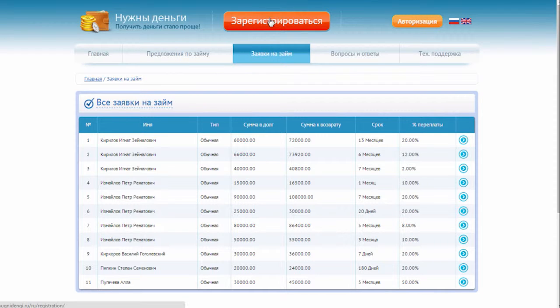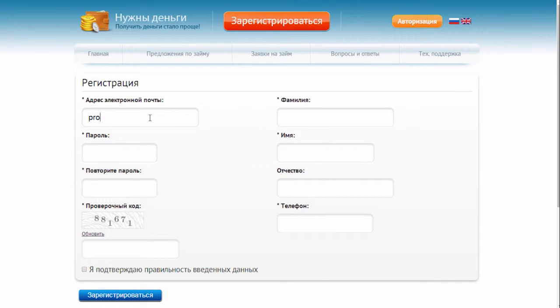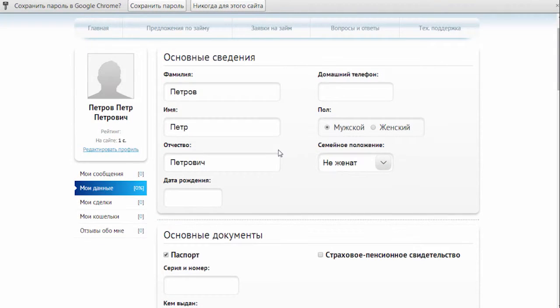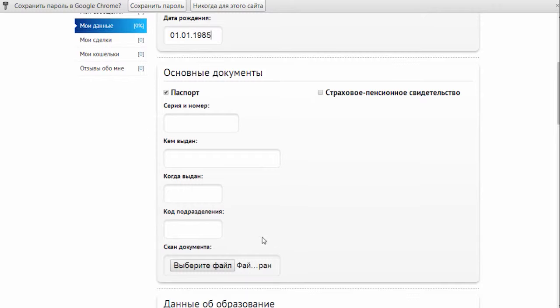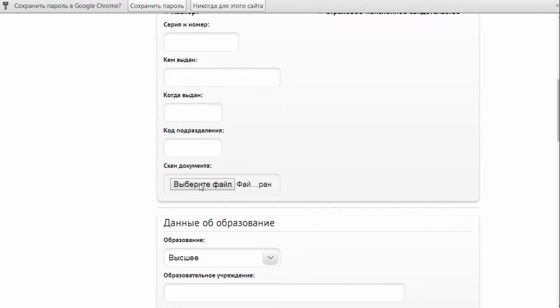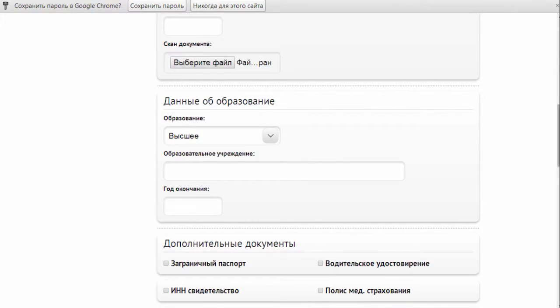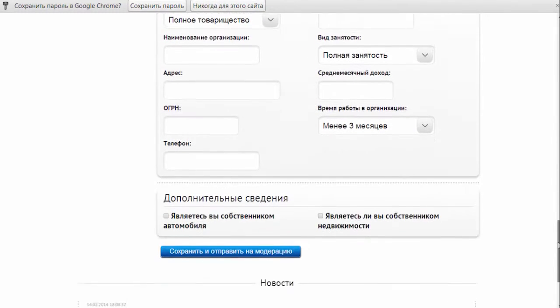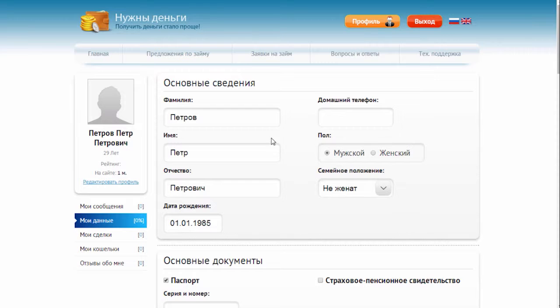We undergo the registration. Then we get to the personal account, where we have to fill in personal data in order to be allowed to apply for a loan, as well as to be provided with this loan. After completing the data, we will go to Deals.